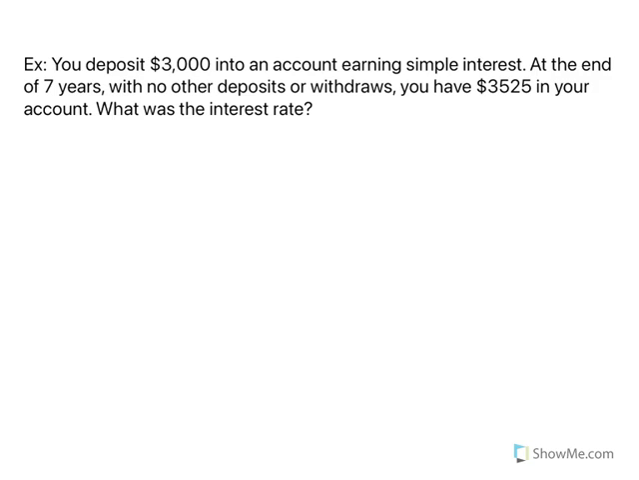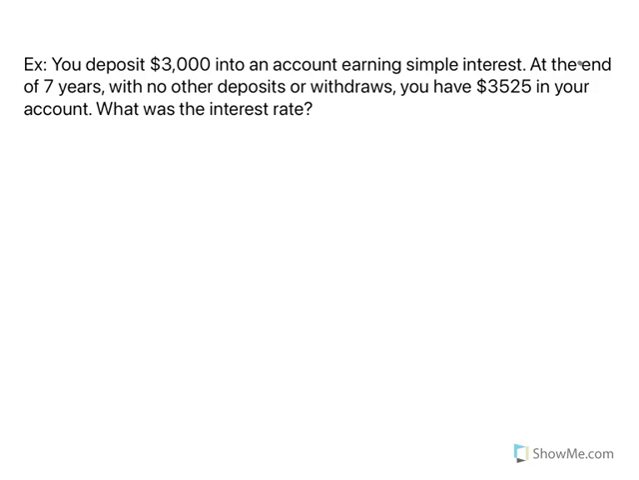You deposit $3,000 into an account, earning simple interest. At the end of 7 years, with no other deposits or withdrawals, you have $3,525 in your account. What was the interest rate?